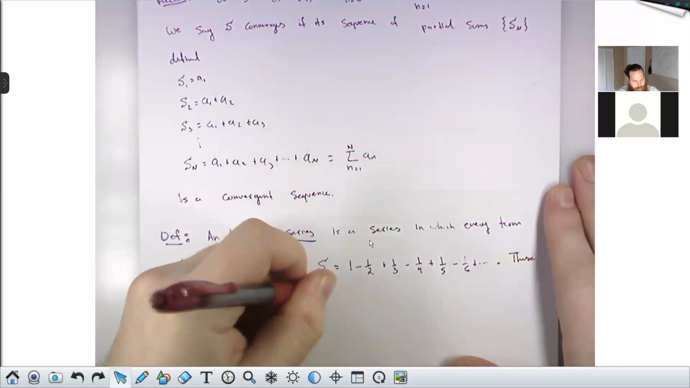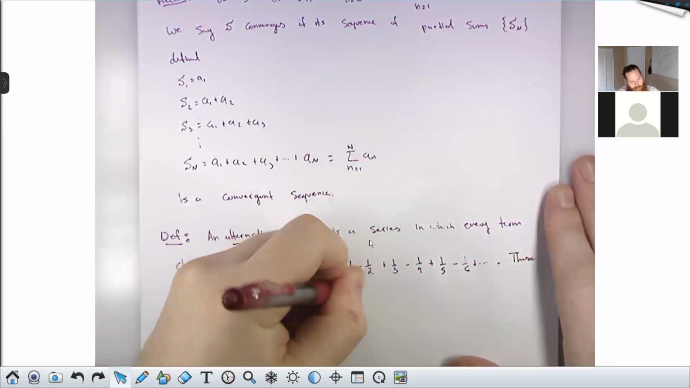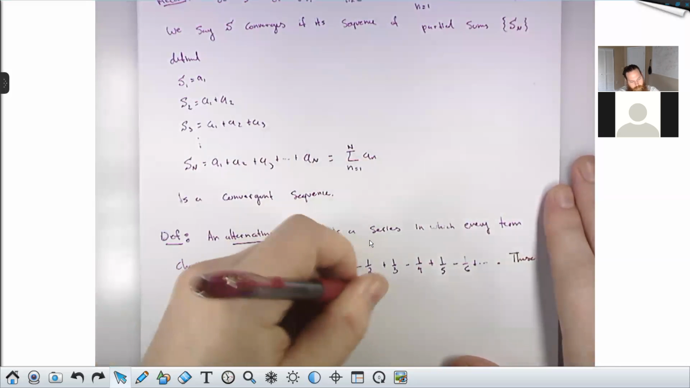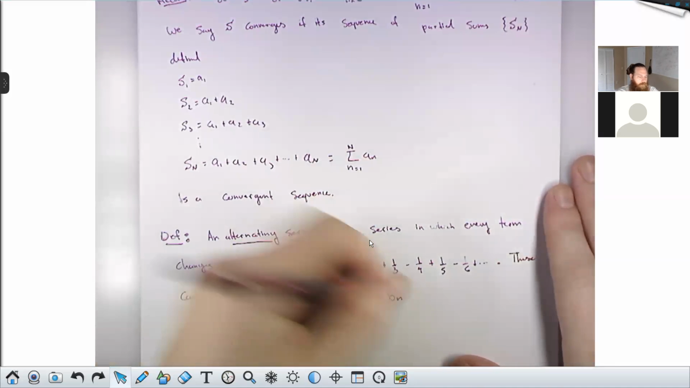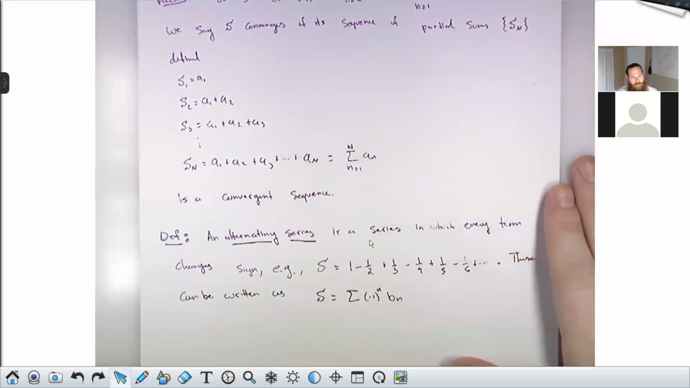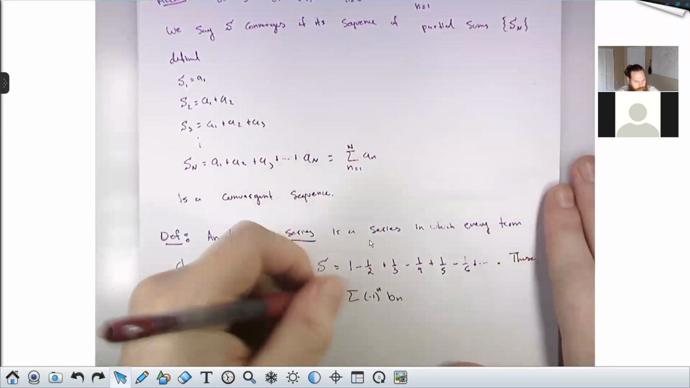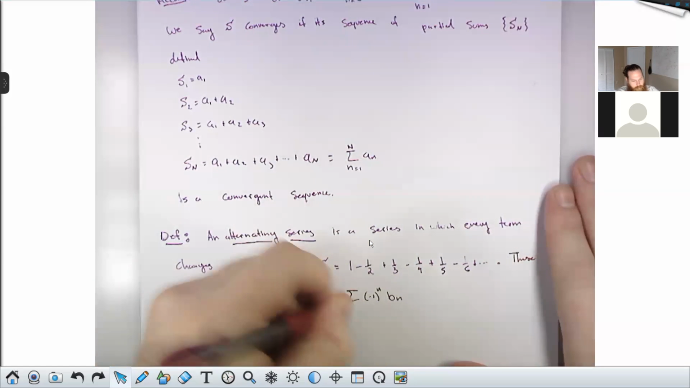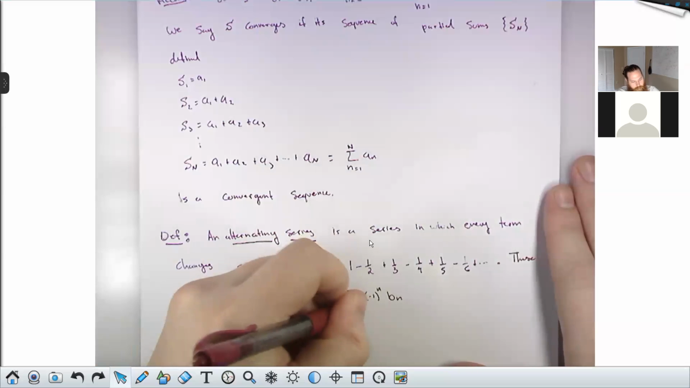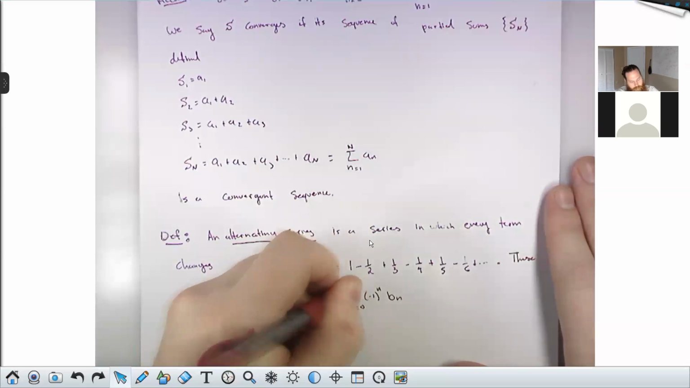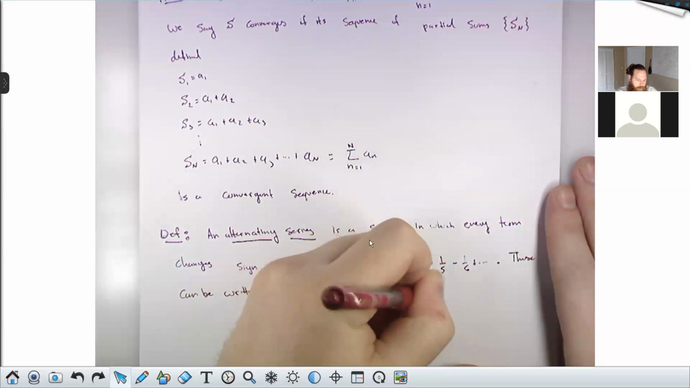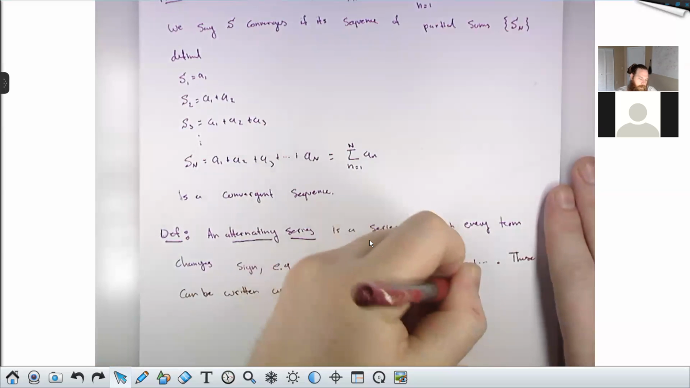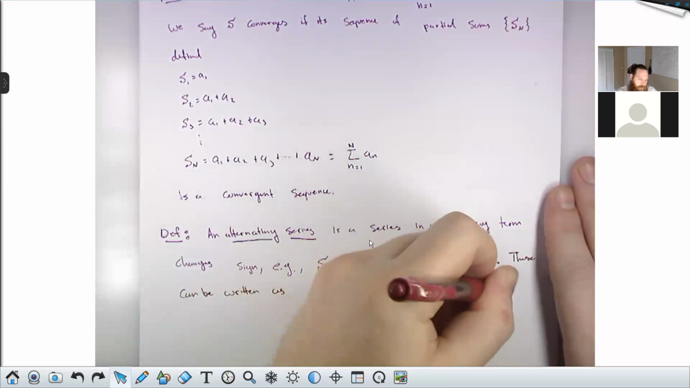as S equals sigma of -1 to the n or n plus 1 times Bn. Now maybe here the n starts at 1 or starts at 0, it all depends. I'll say here it starts at 0, where the Bn's are positive.